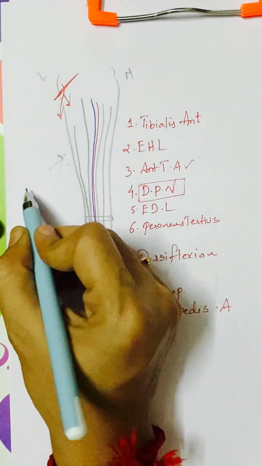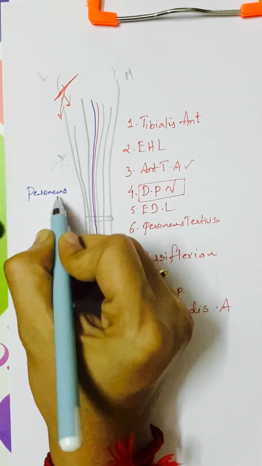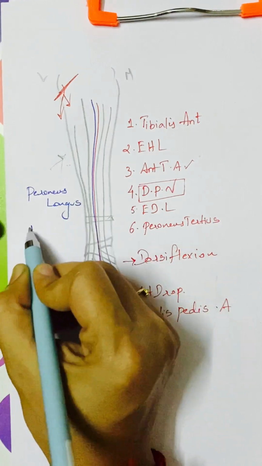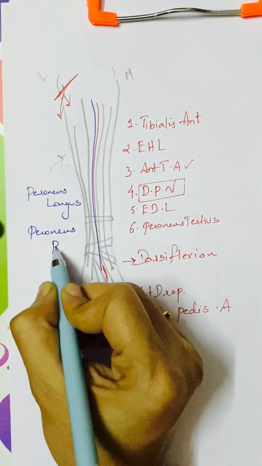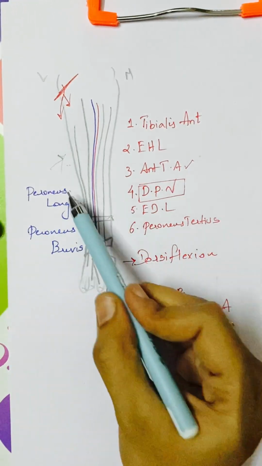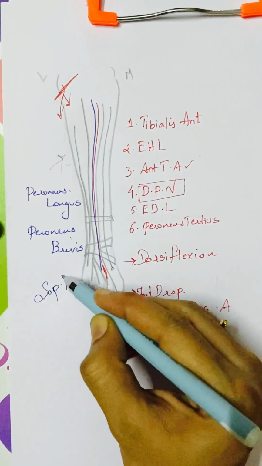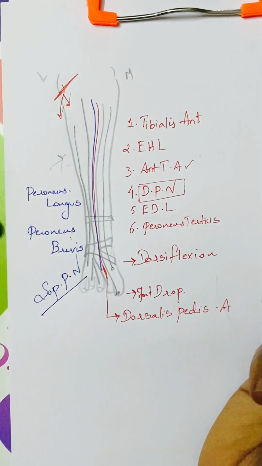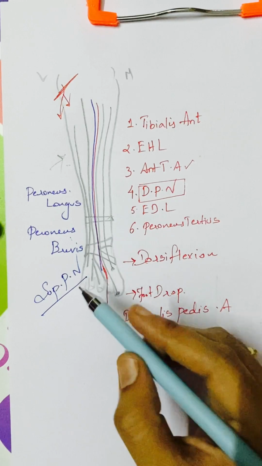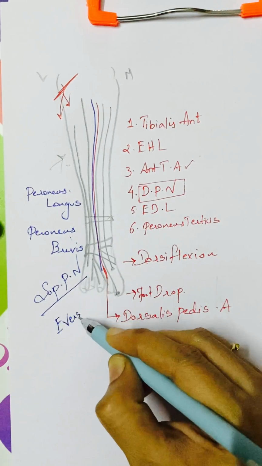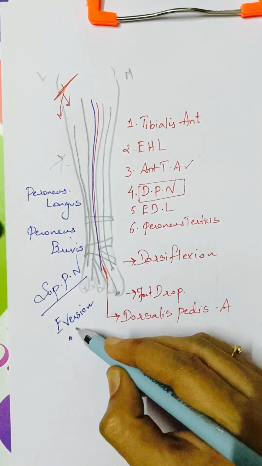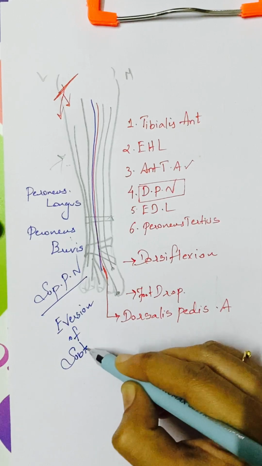Now moving on to the lateral compartment of leg, we just have two muscles, peroneus longus and peroneus brevis. What is the nerve of lateral compartment of leg? It is superficial peroneal nerve. What is the action of these two muscles? It causes eversion of subtalar joint.